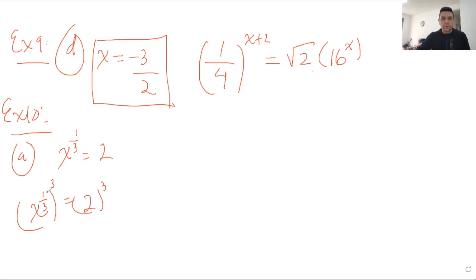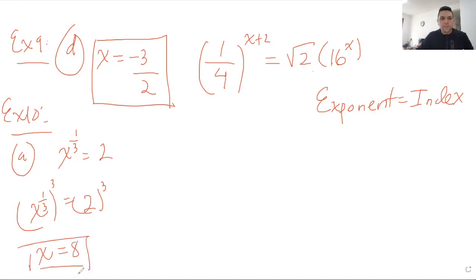By doing that, you see this exponent is going to become 1. Exponent is the same thing as an index, right? So we're going to have our x isolated with exponent, or index, 1. And then 2 cubed, 2 to the 3rd power, equals 8. So that's it, right?